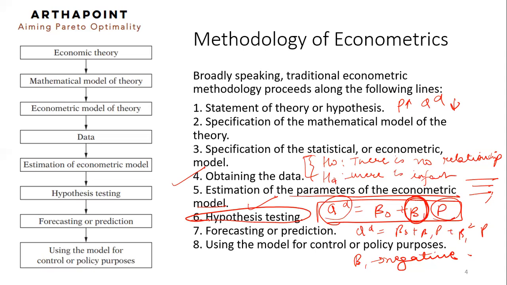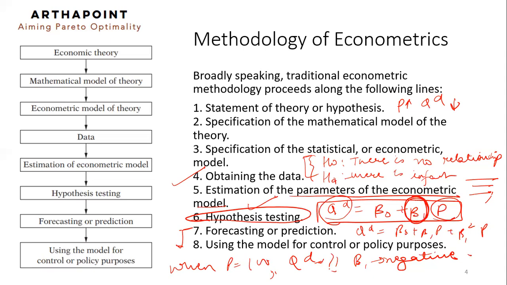The next part is forecasting or prediction. So, once I have proved that there is a negative relationship between quantity demanded and price, I want to go ahead and ask a question like this. When the price is 100, what do you think is the quantity demanded? I want to forecast or predict the value of quantity demanded for a given level of price.